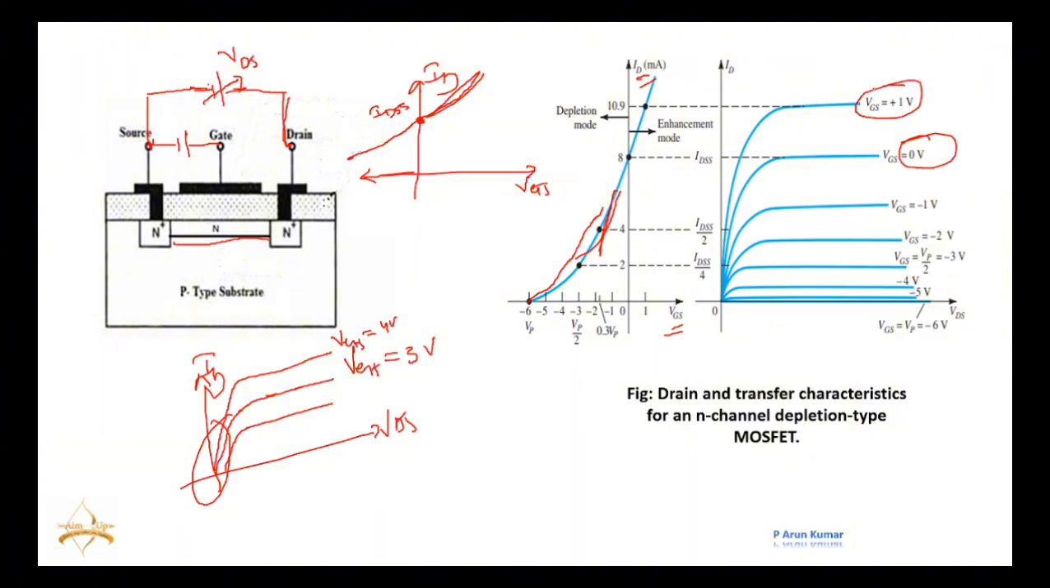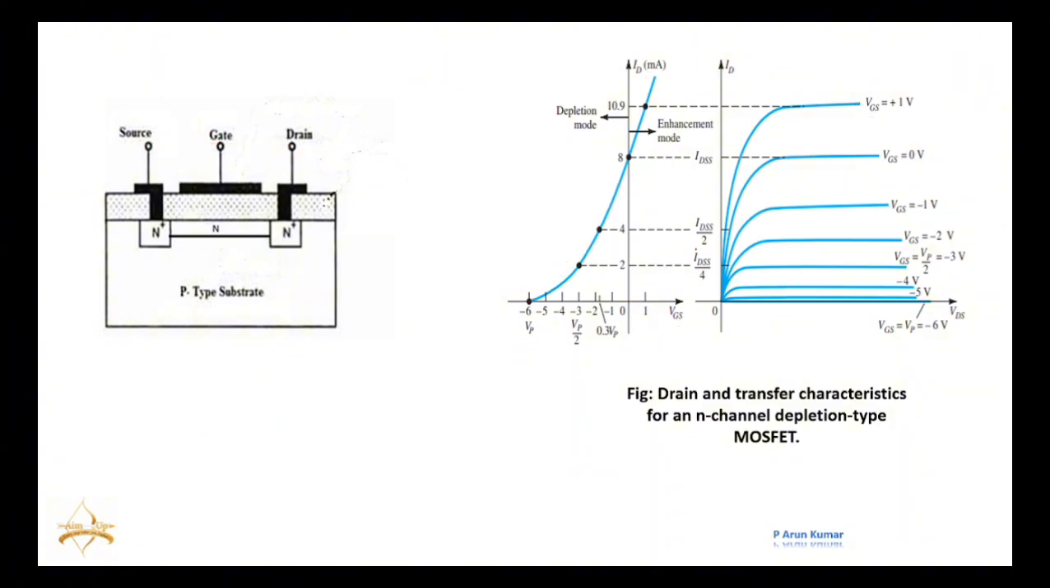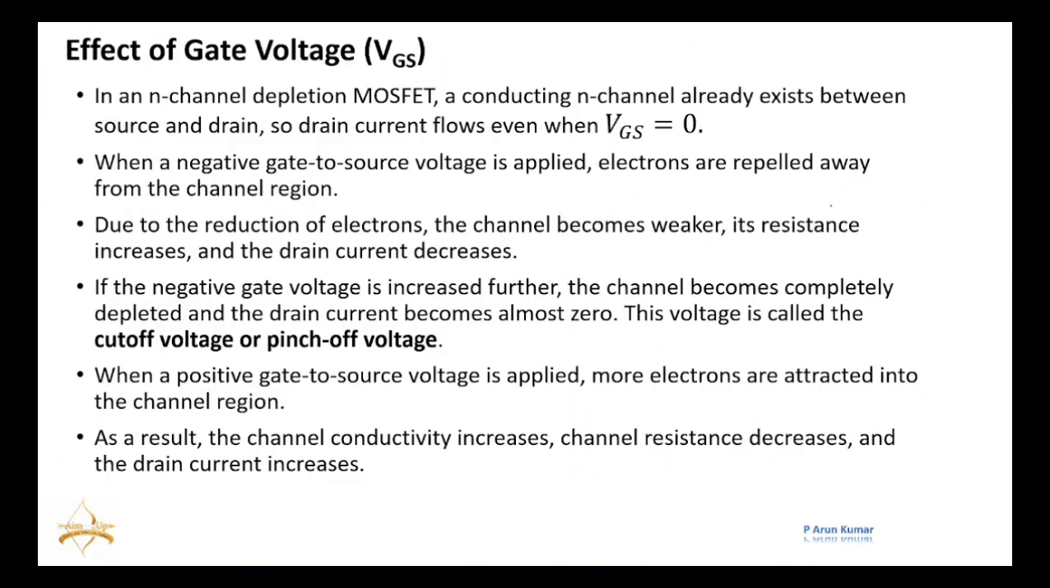If I slowly increase this VGS on the positive side, it will be shifted towards the upper side. If I give a negative, then it will try to repel the electrons, right? So that is why this graph will be shifted towards the downside. This is the drain characteristics. This is the transfer characteristics.